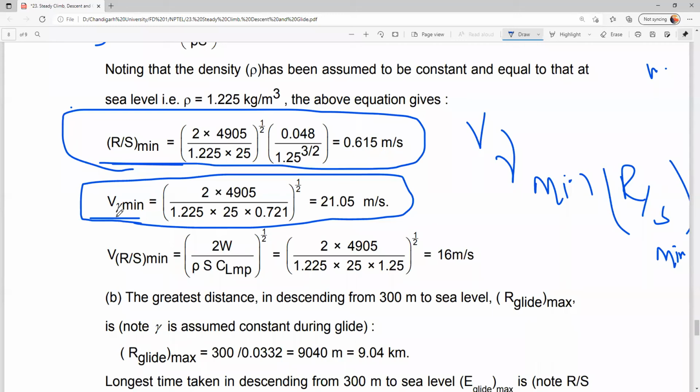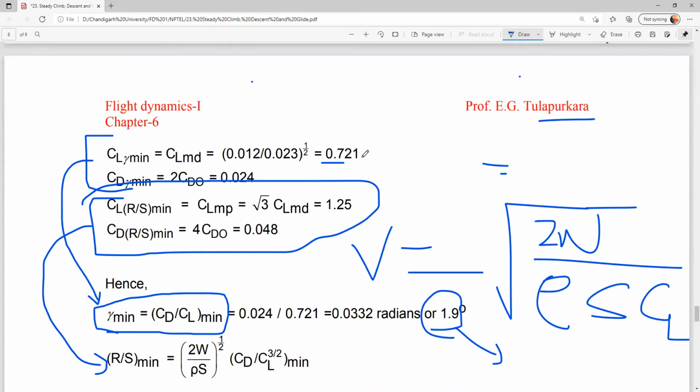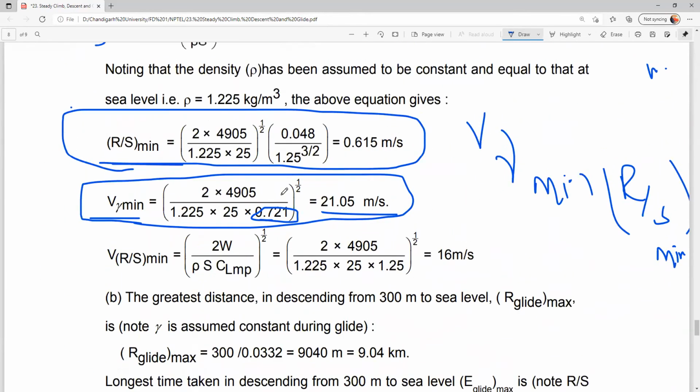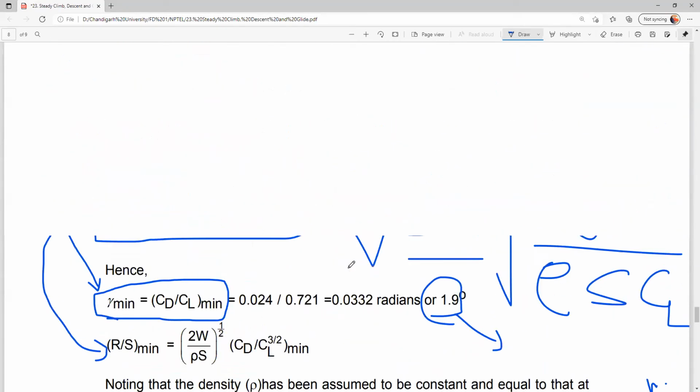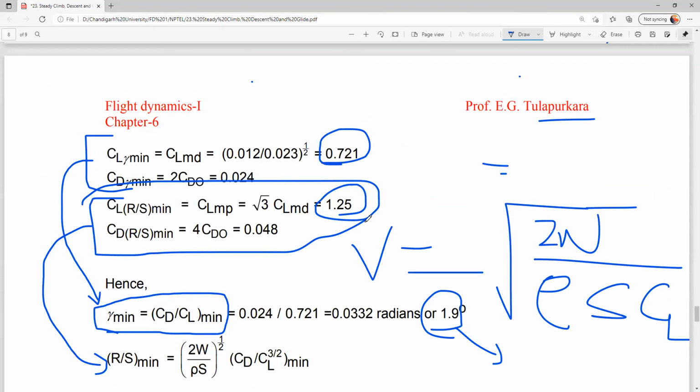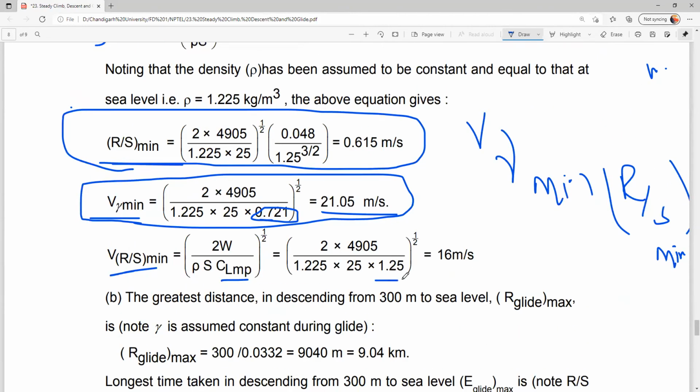So this is the velocity you have to maintain for minimum angle of glide, that is 21.05 meter per second. So this is the velocity of the aircraft when we are flying with minimum angle of glide. Similarly, this is calculated with CL for minimum drag, 0.721. So they have substituted 0.721. That is calculated with the minimum drag, whereas the velocity for R by S is calculated with CL for minimum power, which is 1.25. Okay, so that is 16 meter per second.